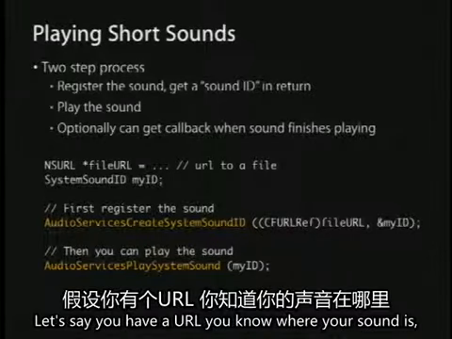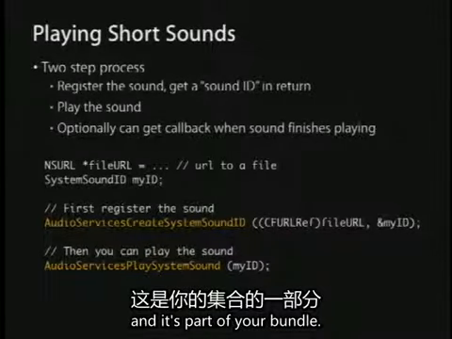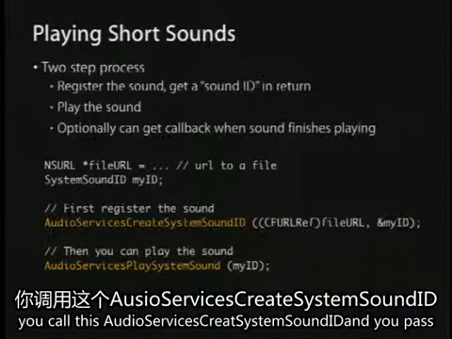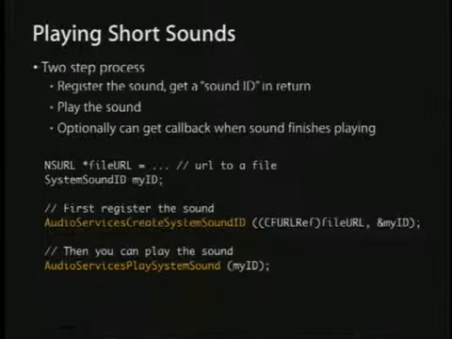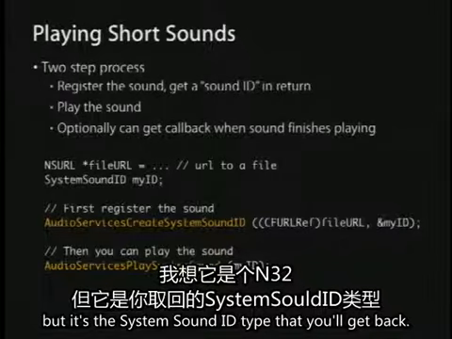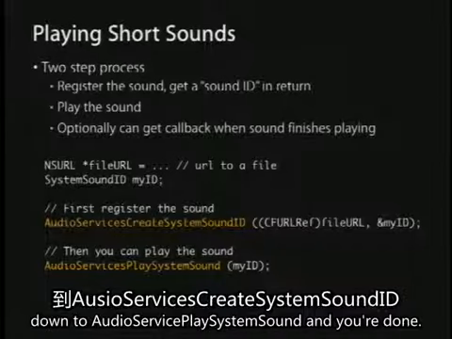Here's how you do it. Let's say you have a URL. You know where your sound is as part of your bundle. You call AudioServicesCreateSystemSoundID, and you pass in the URL, and it will return to you, I believe it's an int32, but it's the SystemSoundID type that you'll get back. Then when you want to play it, you pass that ID down to AudioServicesPlaySystemSound, and you're done.